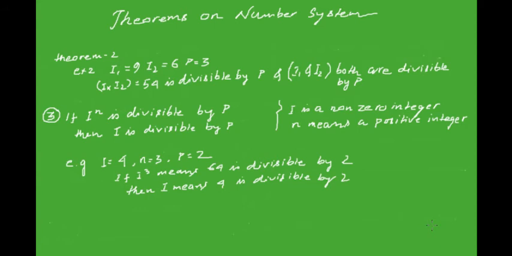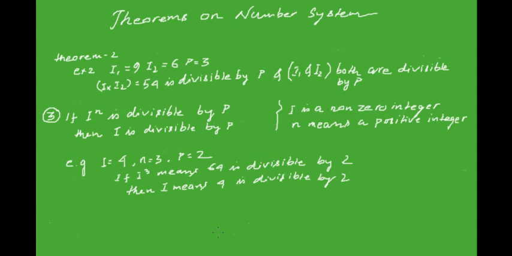Example 2 of theorem 2. If the value of I1 is equal to 9 and I2 is equal to 6 and p equal to 3, then I1 into I2 is equal to 54, which is divisible by p. And also I1 and I2 both are divisible by p. Like I2 is divisible by p, as the value of I2 is equal to 6 and I1 value is 9, it is also divisible by p.